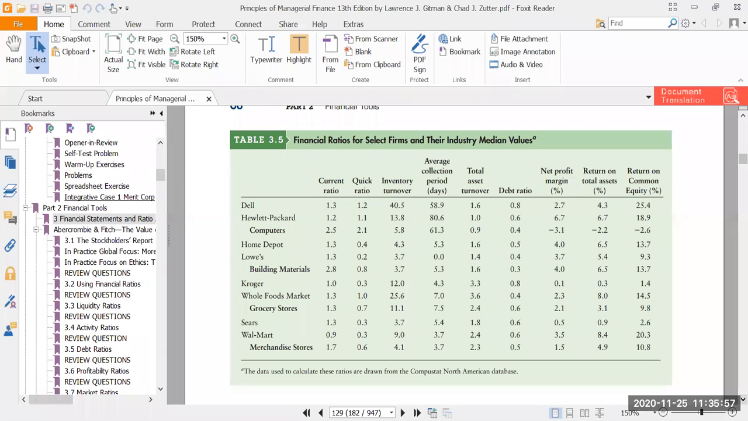Same is the case with the building material. Same is the case with the grocery stores. Same is the case with the merchandising stores. So you have to go through the benchmarking.